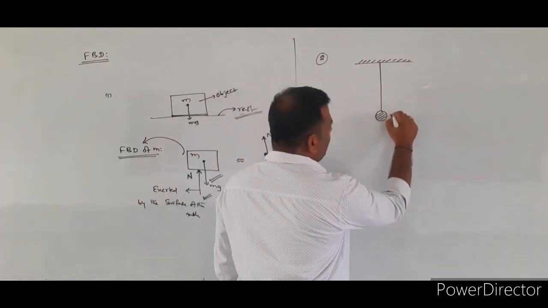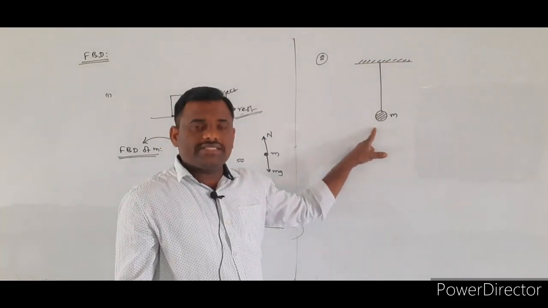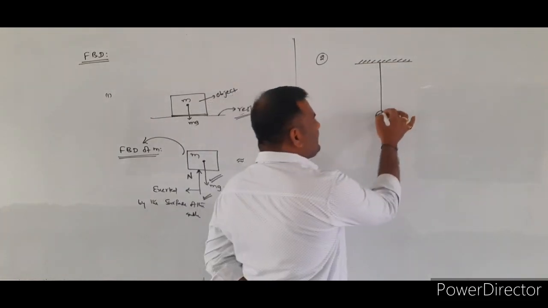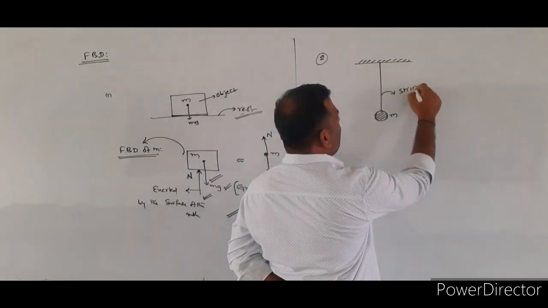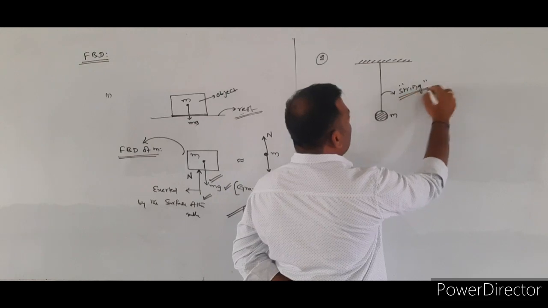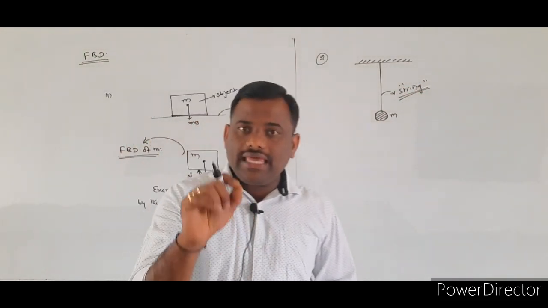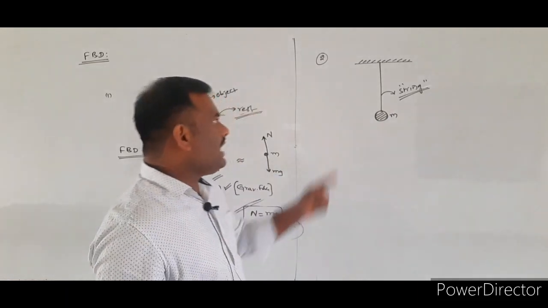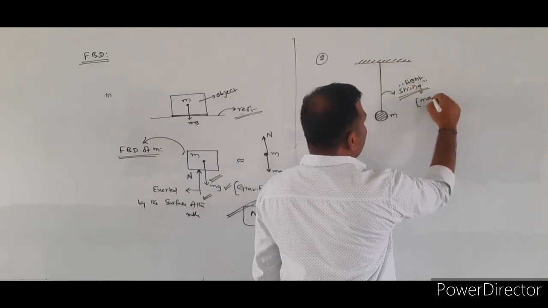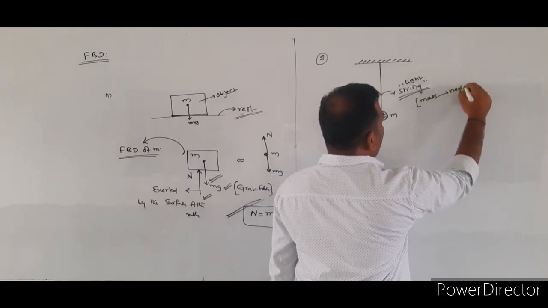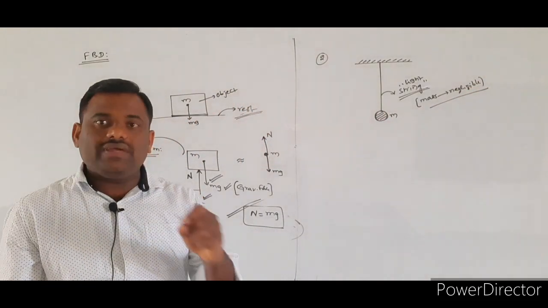I am assuming that the mass of the pendulum bob is equal to small m. Mass of the pendulum bob is equal to what? Small m. If you see here, this pendulum bob is connected with the help of a light string. In Newton laws of motion, when they mention a light string, it means the mass of the string is negligible. The mass of the given string is what? Negligible. So it is very, very important.